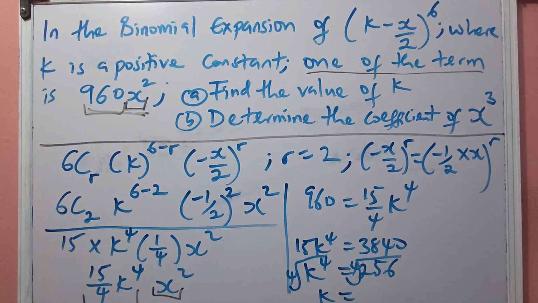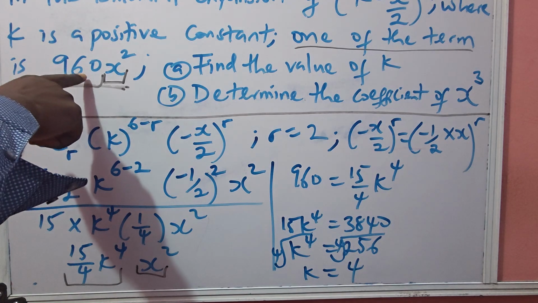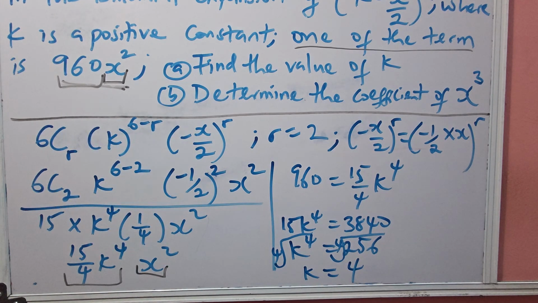And for the other side, the fourth root of 256 is actually 4. All right. So you can see how we were able to figure out the value of k using this detail we're given right here. All right. So we have the second question: determine the coefficient of x raised to the power of 3. Now, seeing that we have not done a full expansion of this, you have to go on with the same technique I explained while starting this question.